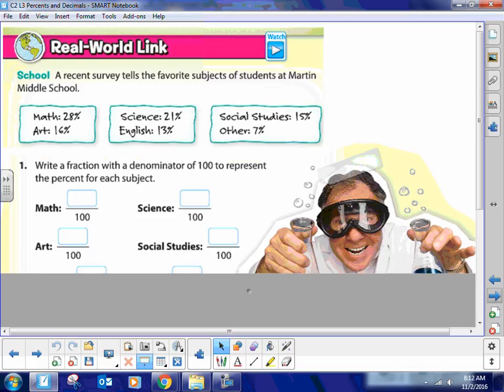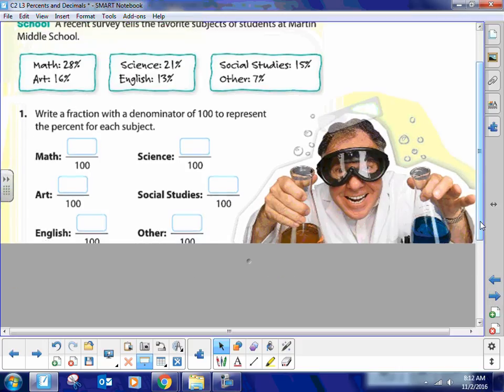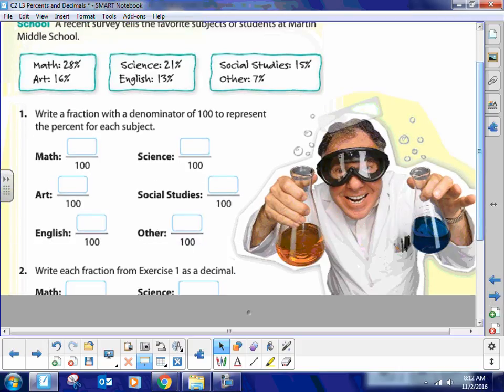Anyway, all right, what they want you to do is write a fraction with a denominator of 100 to represent the percent of each subject. So you should be able to just write in whatever the percent is without the percent sign, because a percent is a ratio of a number compared to 100. Okay, so all you need to do is just write down whatever the percent number is without the percent sign.